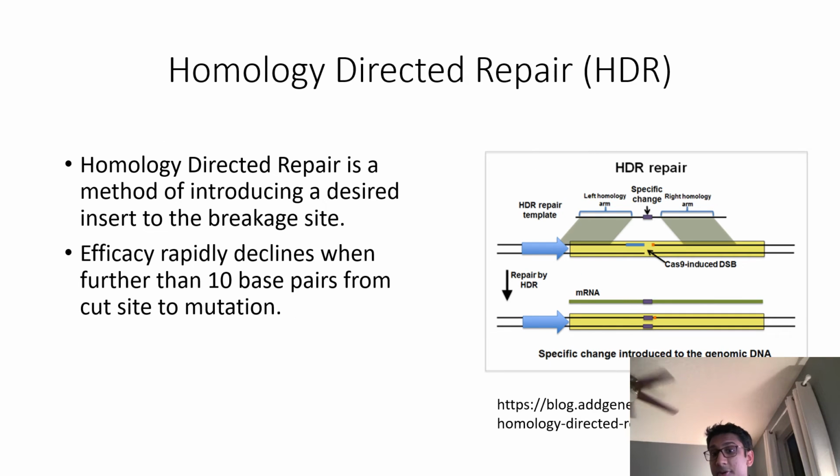So after CRISPR-Cas9 nickase cuts a single DNA strand, I'm not just letting the body repair itself. I'm using something called homology-directed repair. It's a method of introducing a desired insert to the breakage site. The efficacy of it rapidly declines when the mutation is further than 10 base pairs from the cut site. I do end up having a problem with this in my project that we'll talk about later. But the goal of using that is that I insert what I need to then reduce that frameshift mutation to a normal functioning gene.